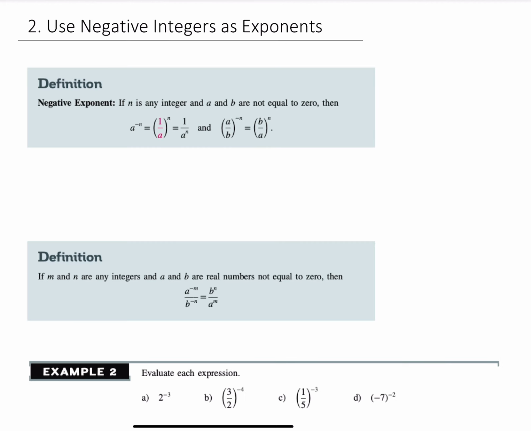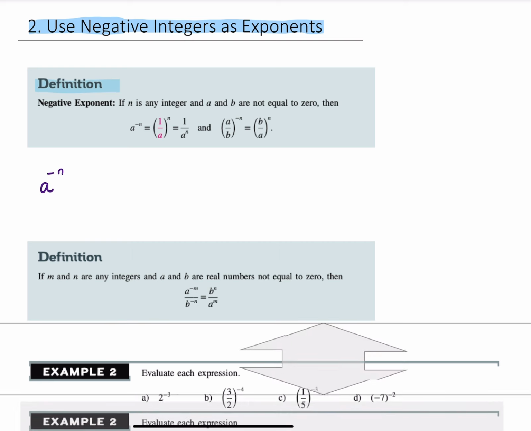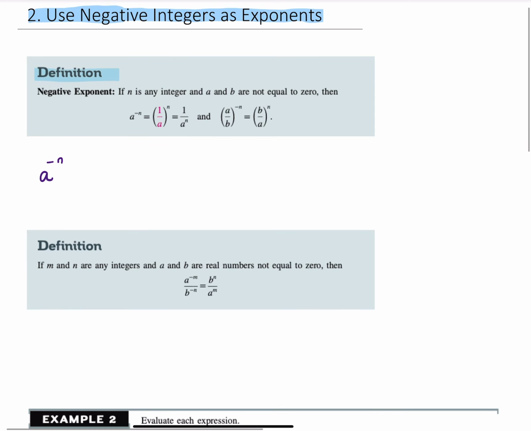The second topic in this section is negative exponents. So we have our definition from the text. It says if n is any integer and a and b are not equal to 0, then if we just have a single number raised to some negative exponent, a negative exponent basically flips a fraction. It might be better to look at the second definition first, sort of the more general case.